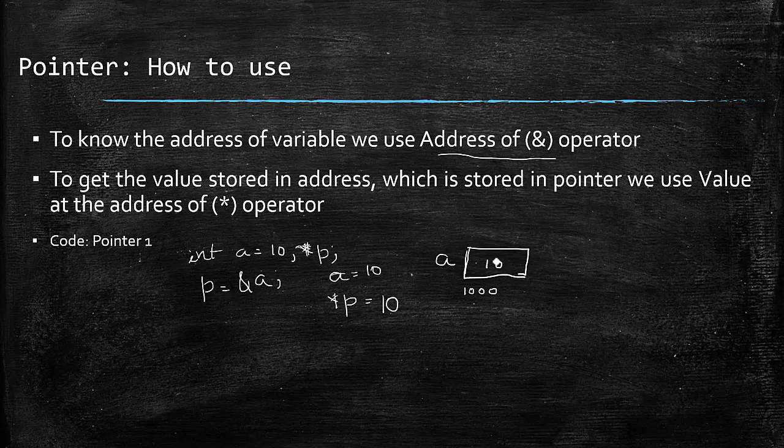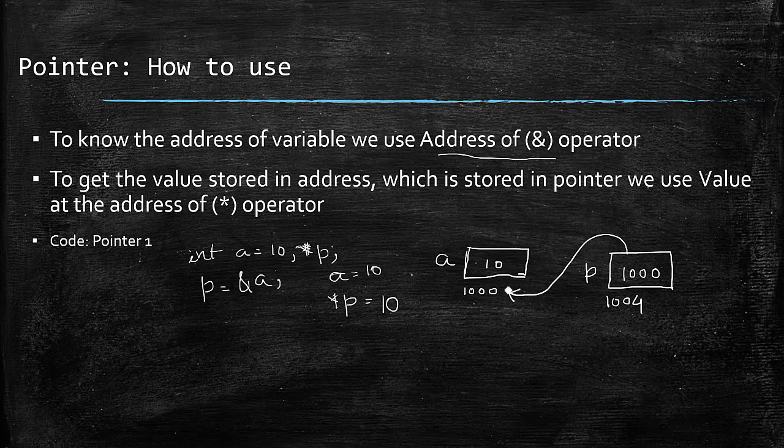Next, P is a pointer, which is also stored in the memory, and suppose its address is 1004. Now P is holding the address of A. What is the address of A? 1000 is the address of A. So P is holding the value 1000. As it is holding the value 1000, it is actually pointing to this address in the memory. That is why it is called a pointer.